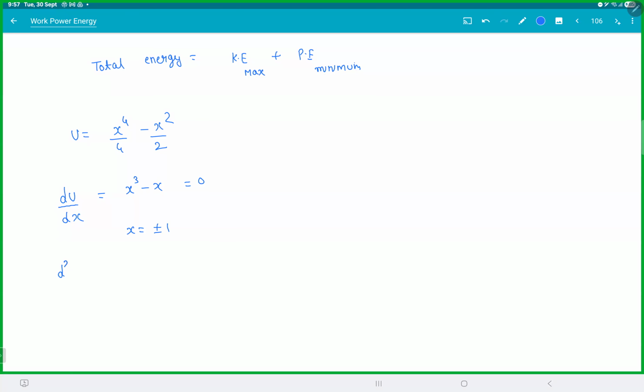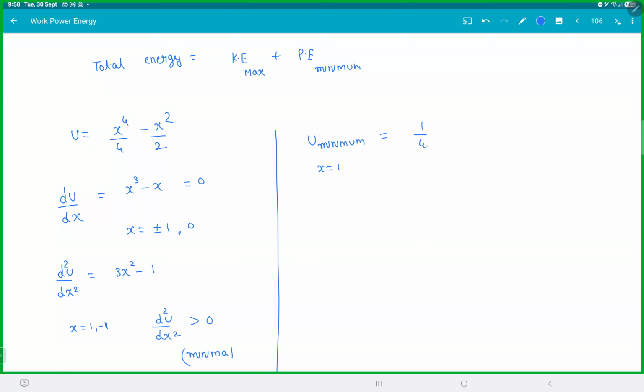Then we check for the double differential, d square u by dx square. That would be 3x square minus 1. So when you put x is equal to 1 or minus 1, you will get d square u by dx square is greater than 0. This is the condition for minima. So x is 1 and minus 1 both will give you minima. Therefore, U minimum will occur when x is equal to 1 or minus 1. Choose any one, doesn't matter. So that will be 1 by 4 minus half, minus 1 by 4 joules. Your minimum potential energy is not 0, it is minus 1 by 4.